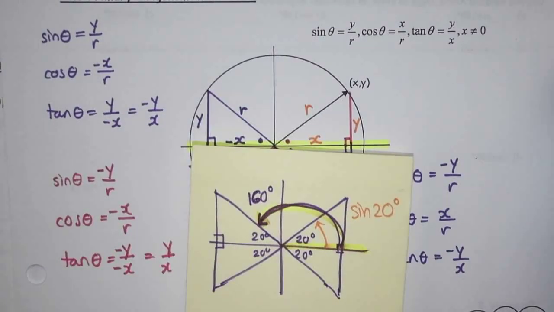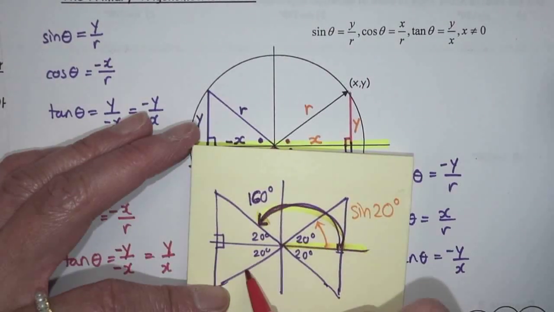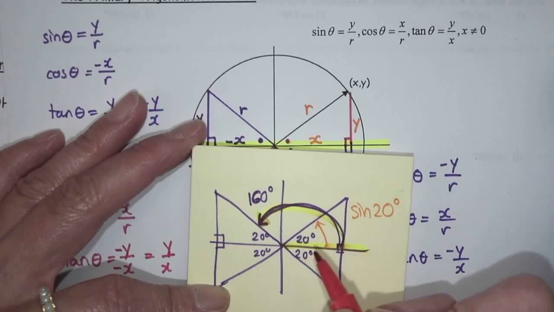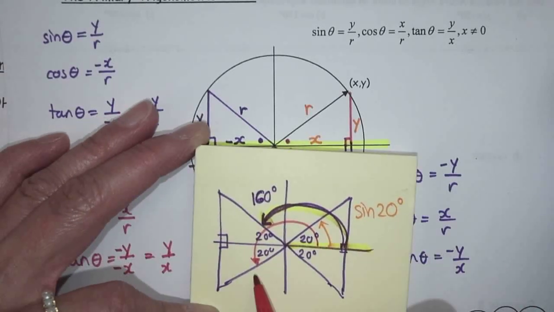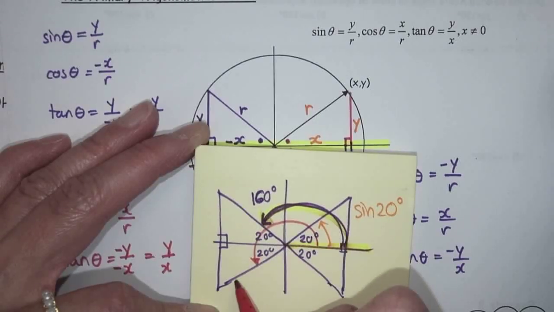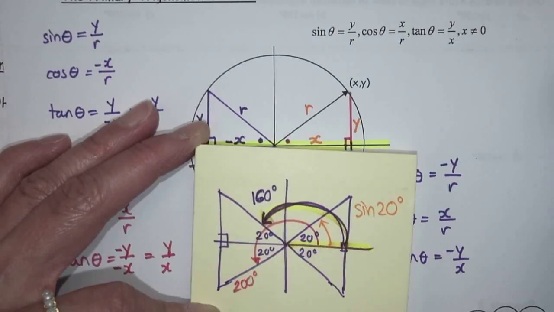Can you tell me how much it would be if I went to this one here, knowing that that's 20? Pretend we're going all the way around to here. What's my little red one going to be? 180 plus 20, so 200. Does that make sense? See how I'm getting the numbers? Because that's 180 here, add the 20.